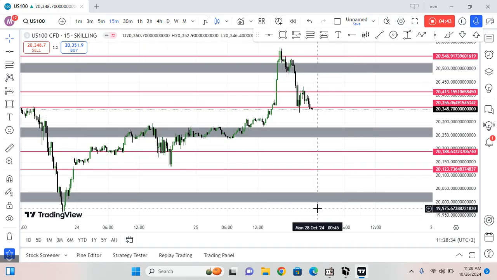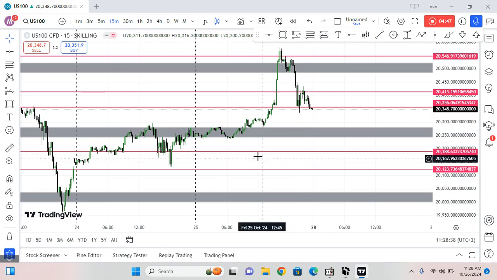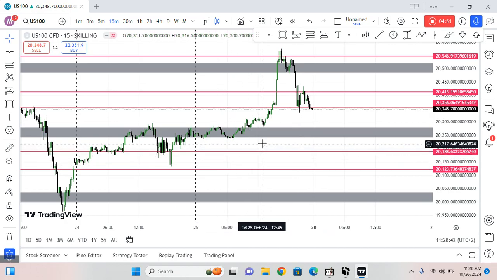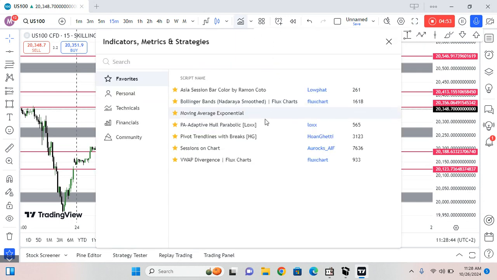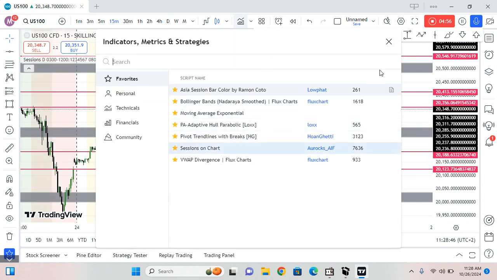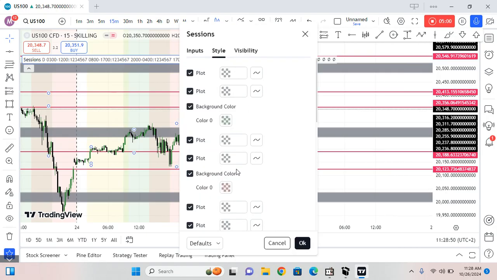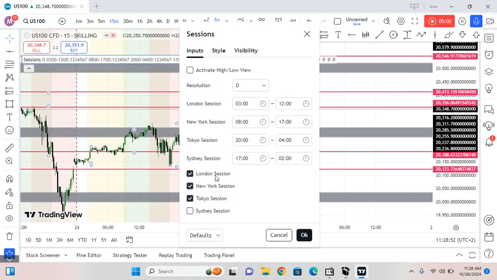sessions on break, or in other words, a period separator, which gives us Monday, Tuesday, Wednesday, Thursday until Friday. That is why we call it session on breaks. Now we are going to put sessions on the chart, like London session, New York, and Tokyo. Here in the input, you see London, New York, Tokyo, and Sydney. But we don't need Tokyo. We don't need London. We need only New York.